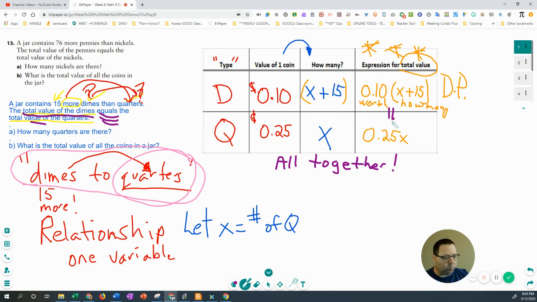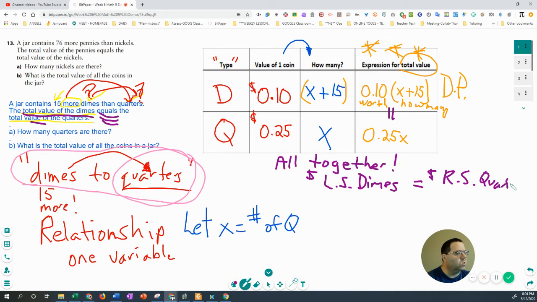How do we connect the expressions? So, in other words, your left side, which is going to talk about dimes in this case, its value is equal to the right side, okay? And this time we've got quarters. So the two expressions must be equal to each other. So 10 cents a dime, okay?